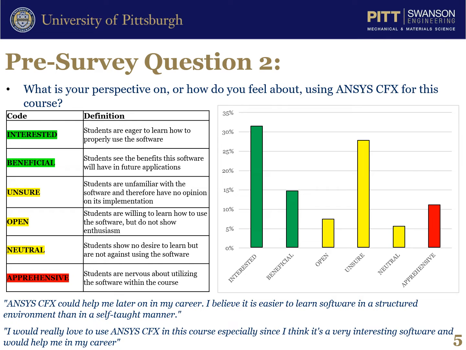On the left, we see the codes assigned to each student response and their corresponding definitions. On the right, we see the percentage of student responses that received each code. It is noted that responses with a positive connotation are highlighted in green, those with no connotation highlighted in yellow, and those with a negative connotation highlighted in red. This scheme will remain consistent for the rest of the presentation.